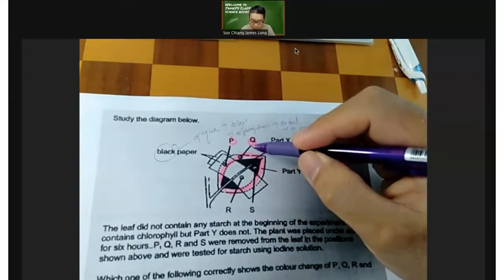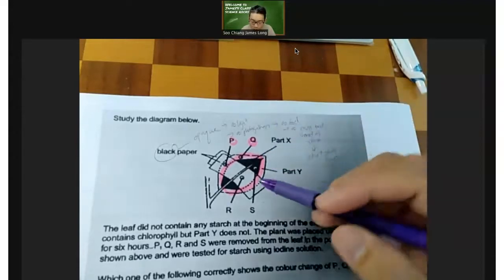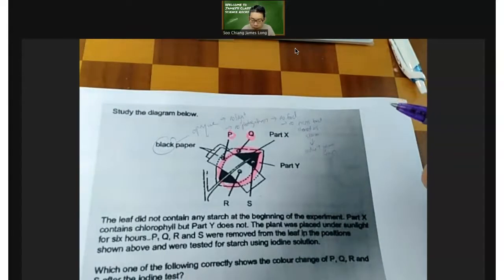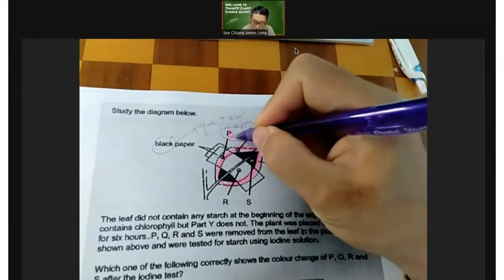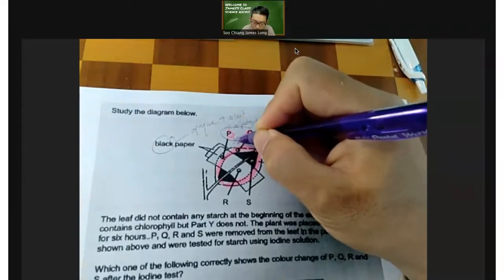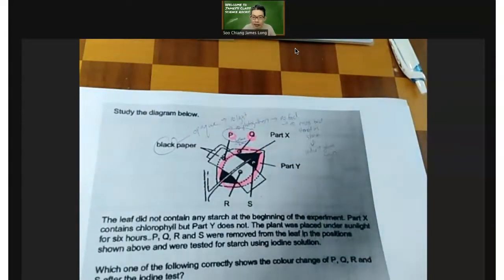So I probably would not be bothered about these two in terms of looking at the experimental results. I'm concerned more about R and S if I'm the one doing the experiment. So these two, definitely it will be yellowish brown when the iodine is used to test these two parts.